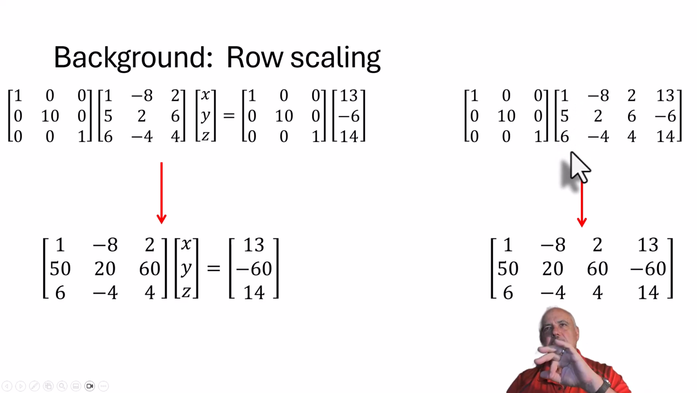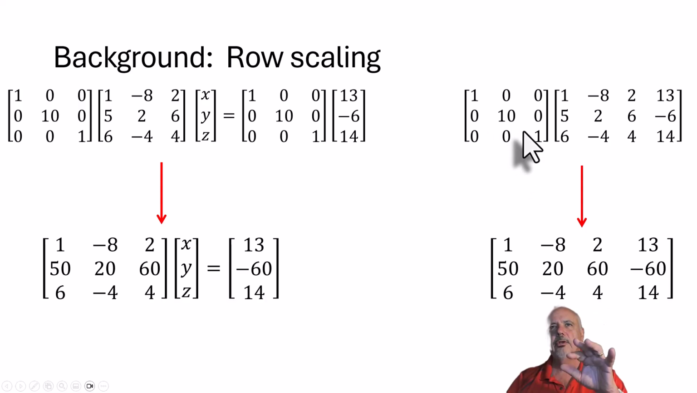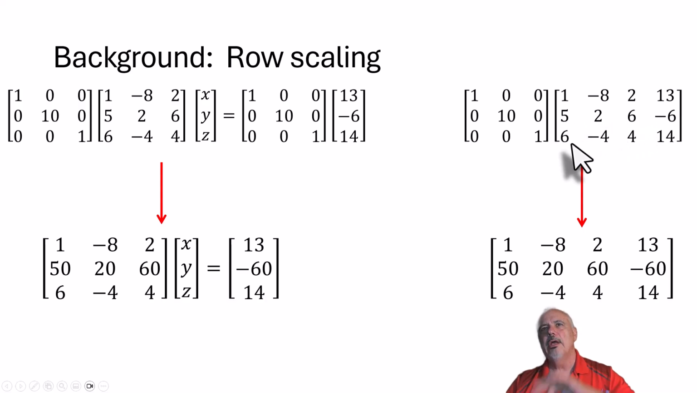Because as you think about each column coming through and multiplying through the prefactor, that 10 here is only going to affect the middle row as you bring each column through. For example, if you do 1, 5, and 6 times the first row, you're going to get the 1. And then times the second row, you're going to get 10 times 5 is 50. And then the third row is going to be 1 times 6.